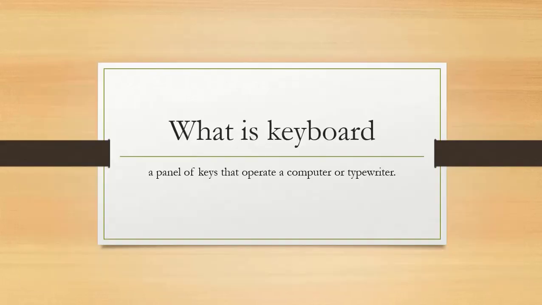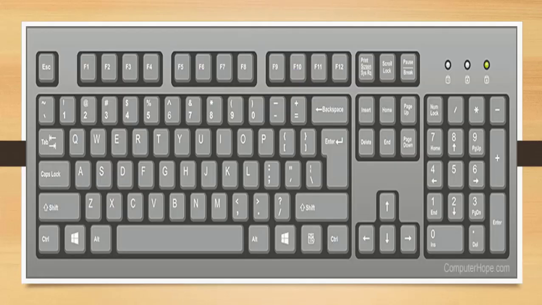What is a keyboard? A panel of keys that operate a computer to type. Here you can see a keyboard.